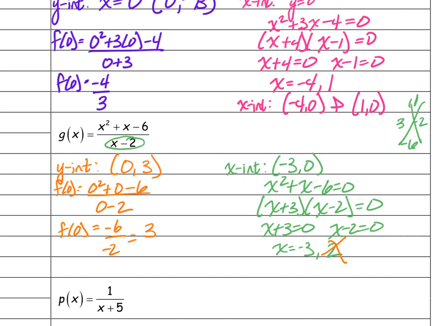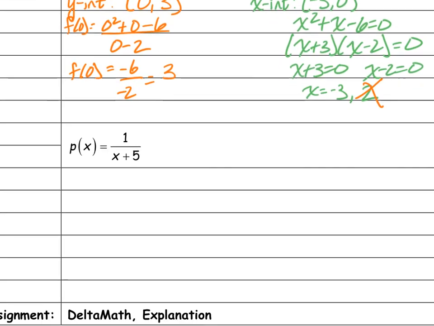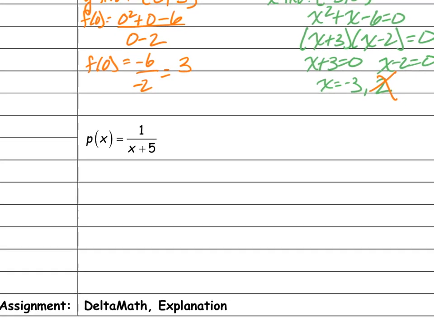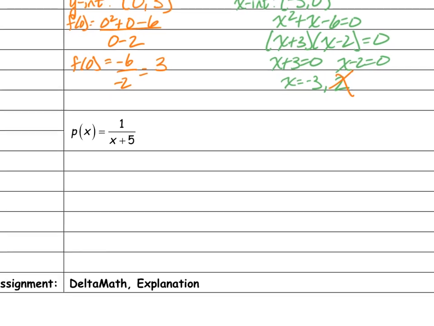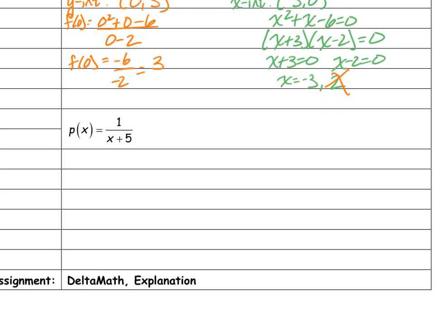Okay, one more. I think one more and we're done. So we're doing the same thing. And I've got my y-intercept. Y-intercept, I'm going to set x equal to 0. So I've got f of 0 is going to equal 1 over 0 plus 5, which is going to equal 1 over 5. So my y-intercept is 0, 1/5.